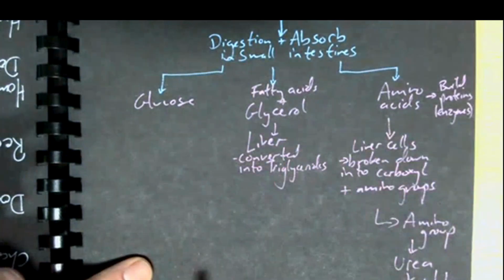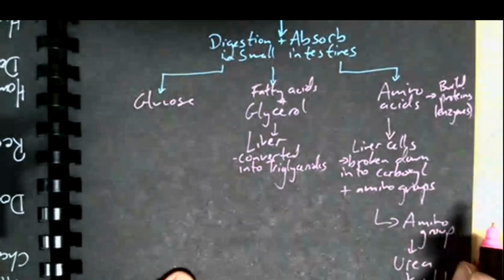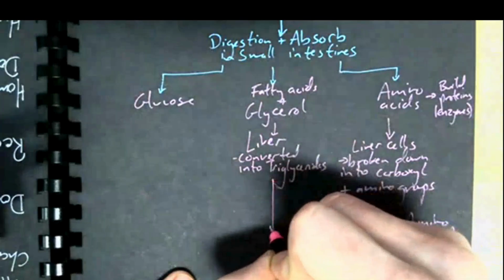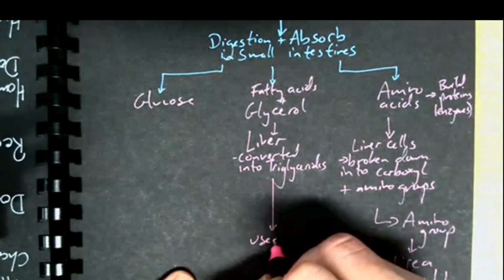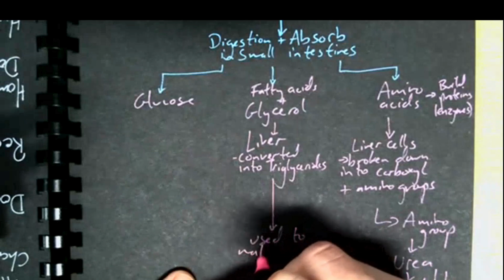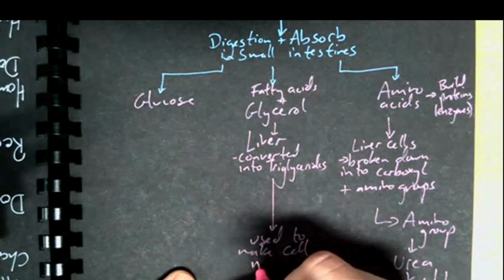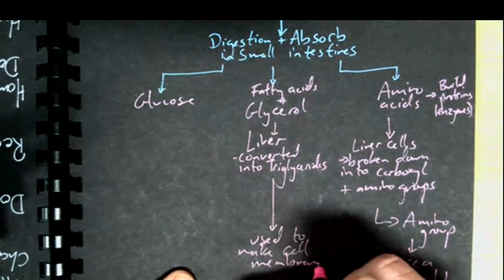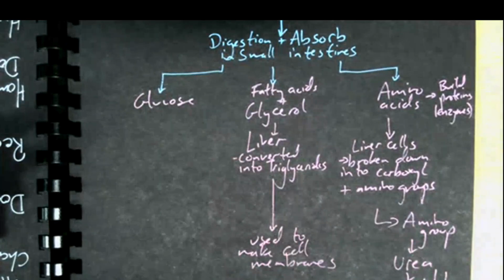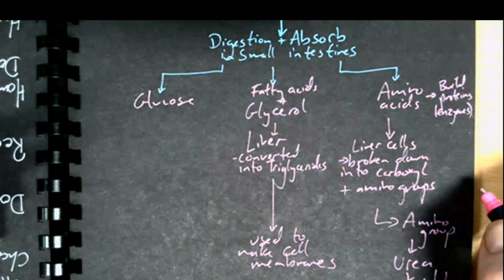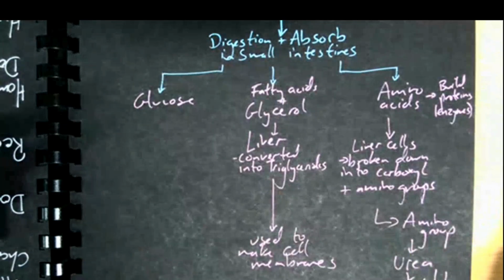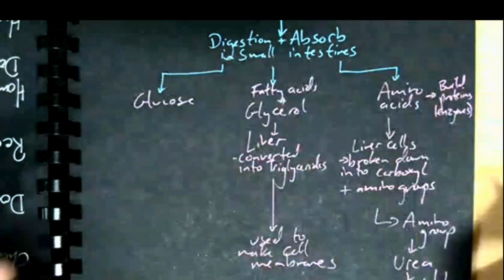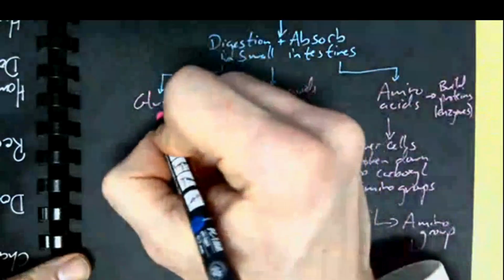You learn a lot more about these when you go on and study A-level. But in your animal cells, they're going to be used to make a cell membrane. And again, triglycerides are going to be used for something else in a second. We'll get there. And then finally, our glucose.